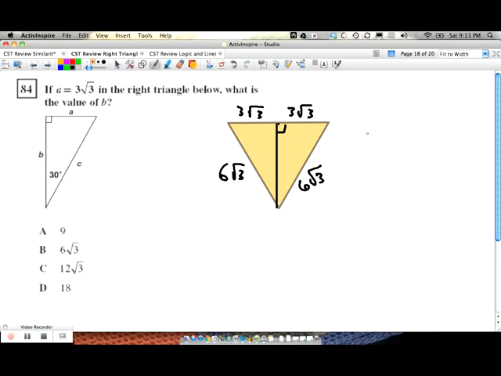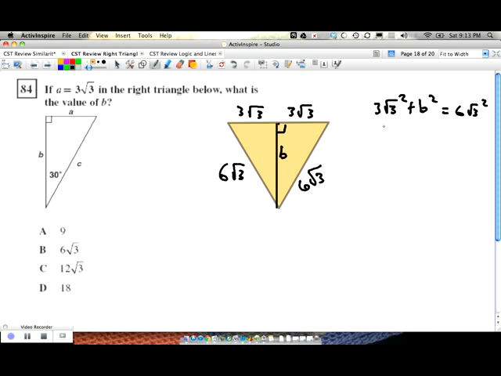Well, there's a couple ways I can go about doing it. I can use Pythagorean theorem, or I can play on my memory of special right triangles. I'm going to use the old school Pythagorean theorem. Let's call this B. We know that 3 root 3 squared plus B squared, that's like A squared plus B squared, equals C squared, which is 6 times the square root of 3 squared.